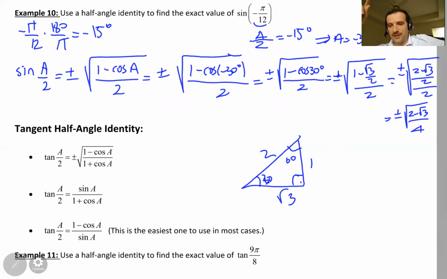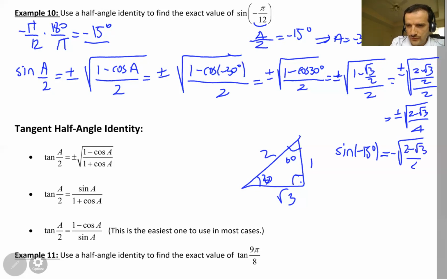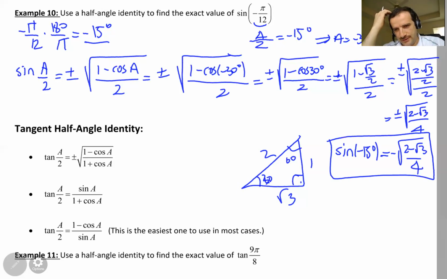But which one? Is it plus or minus? You have to decide that, right? And to decide that, what is the quadrant of negative 15? Negative 15 is in the fourth quadrant, and sine is negative in the fourth quadrant, right? That's why sine of negative 15 is, I'm going to pick the negative part, negative root of 2 minus root 3 over 4. Okay. I hope it is clear for everyone. If it was a quadrant where the sign is positive, then I need to pick the positive value. But in this case, it is negative, so I have to pick the negative value.